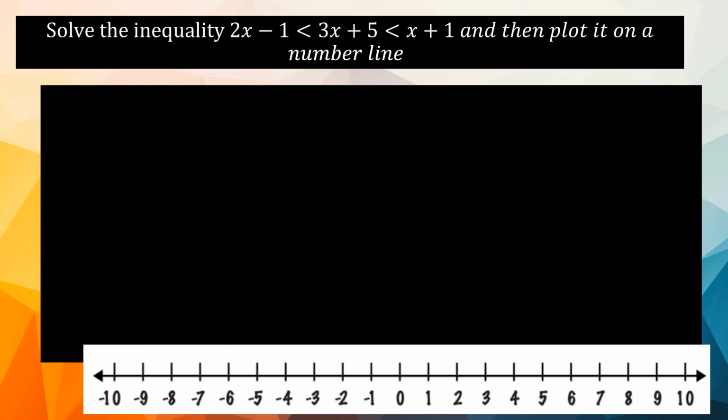Let's have another example. Solve the inequality 3x plus 5 is greater than 2x minus 1 but less than x plus 1, and then we're going to plot it on a number line. Like what I mentioned a while ago, I'll be using the other technique for this one. Instead of solving it as it is, I will separate them into two inequalities. So let's do that.